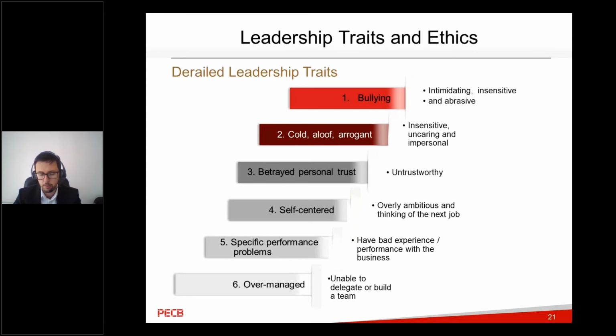These are traits that might not initially be part of the personality of any leader, but they might develop over time if these people tend to overstate their role in the company and put their own interests before those of the organization and fellow employees.